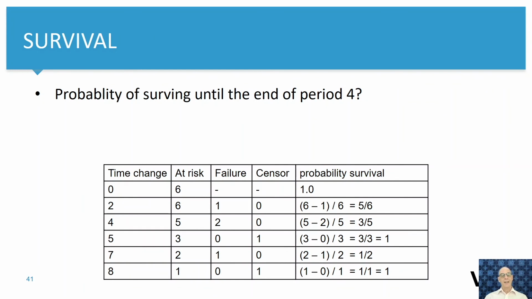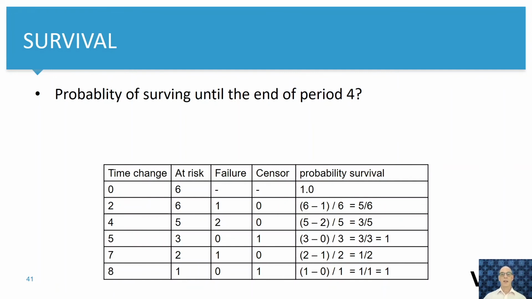And by looking at each and every period separately, assessing how many people are at risk at the start of the period, assessing what happened in that period, is there an outcome called a failure, or is somebody leaving the study, we can calculate for each period the probability of survival.